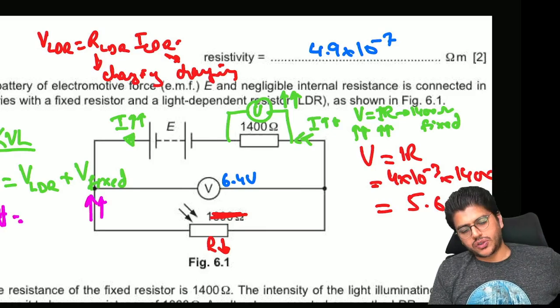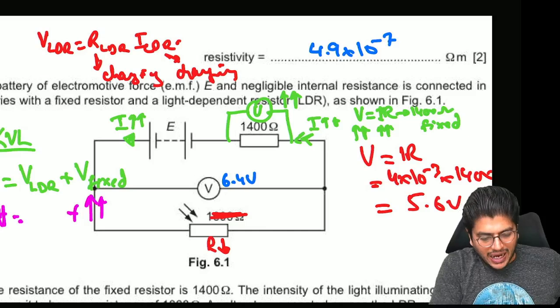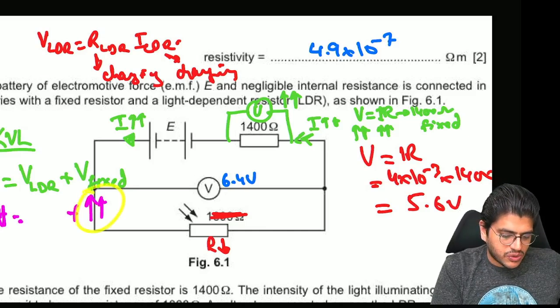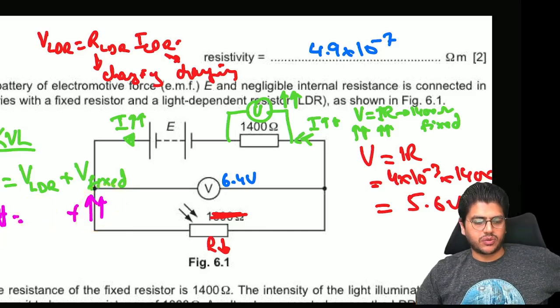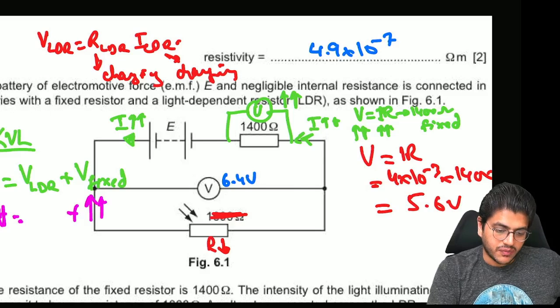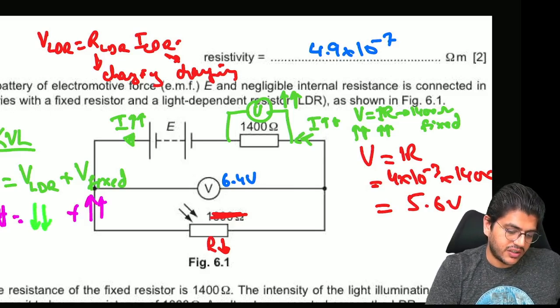should happen to the voltage across the LDR? Because both of these values add up to become equal to the EMF, and the EMF is constant. So the voltage across the LDR decreases.